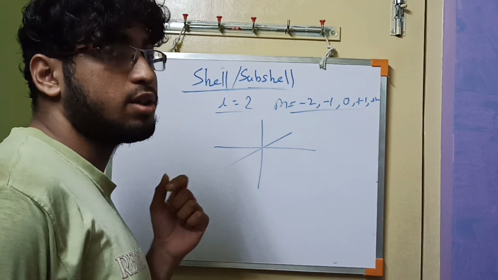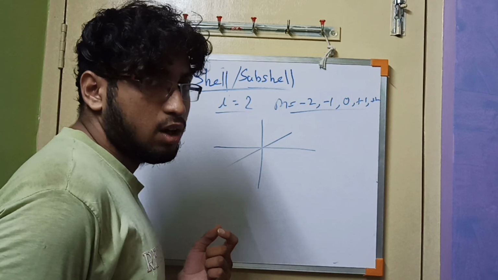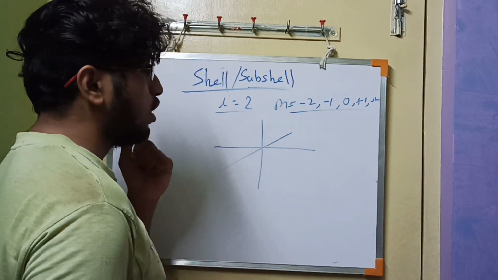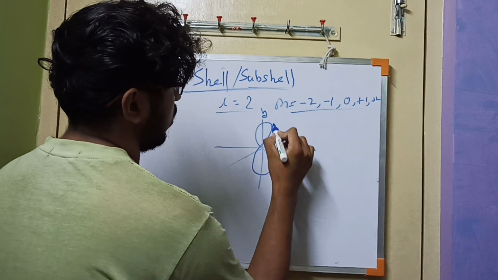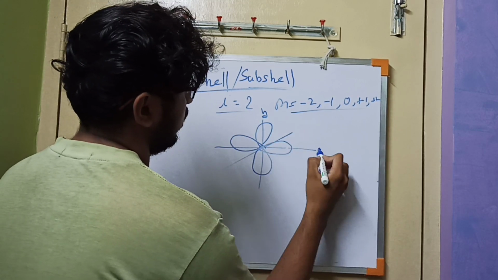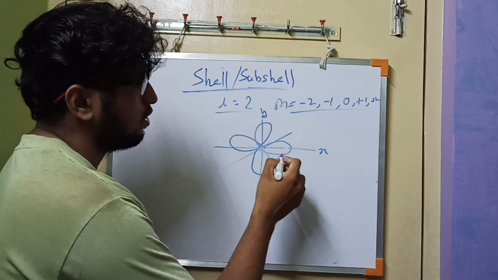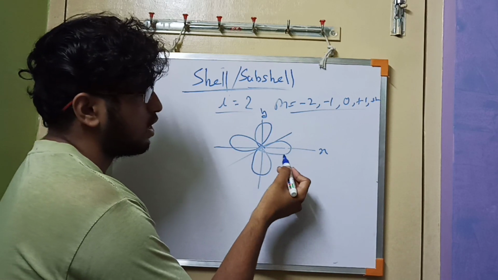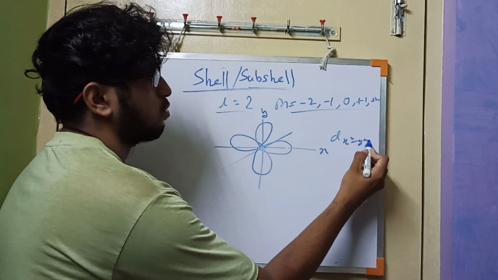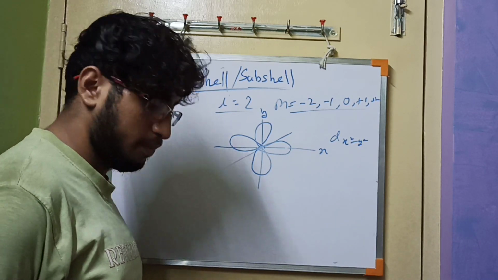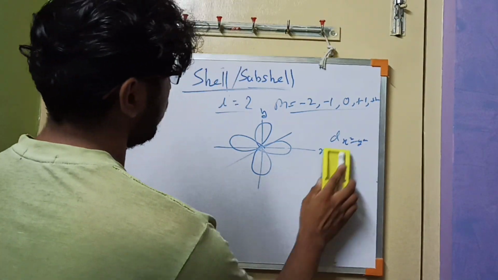In dx square minus y square, the orbitals will overlap the axis. That means if it is y axis, if it is x axis. You can see here that orbitals are overlapping the axis for dx square minus y square. That is the difference.